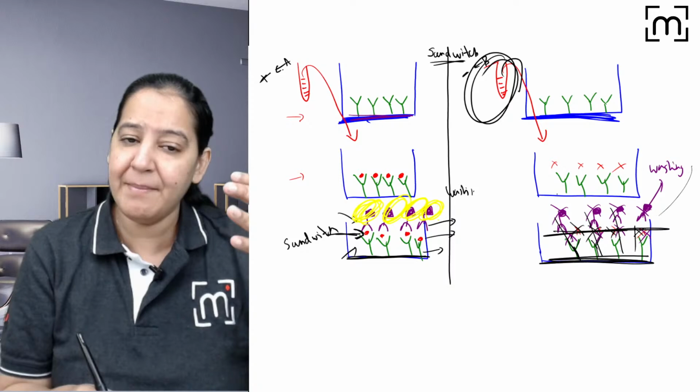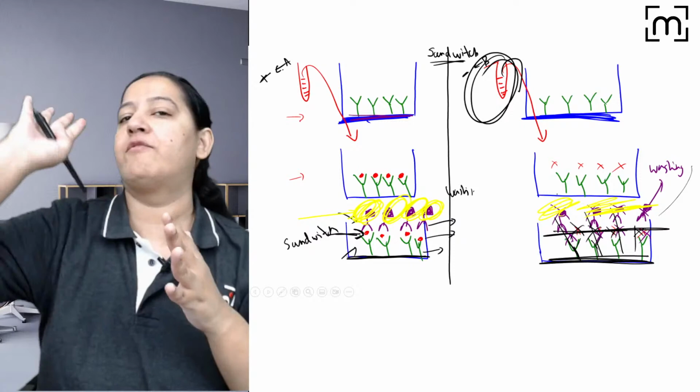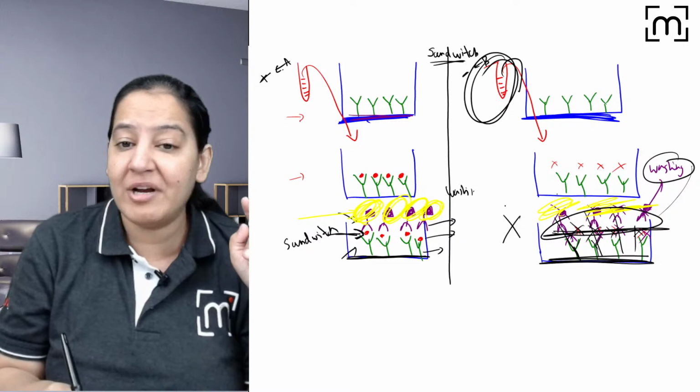But here if I add substrate, no color change because no enzyme. The enzyme linked antibodies are already gone in washing. So there is no enzyme here. You got my point? So in patient B, there is no enzyme because the purple antibodies are already gone in the washing. Since no enzyme, substrate will not convert into product, no color change.